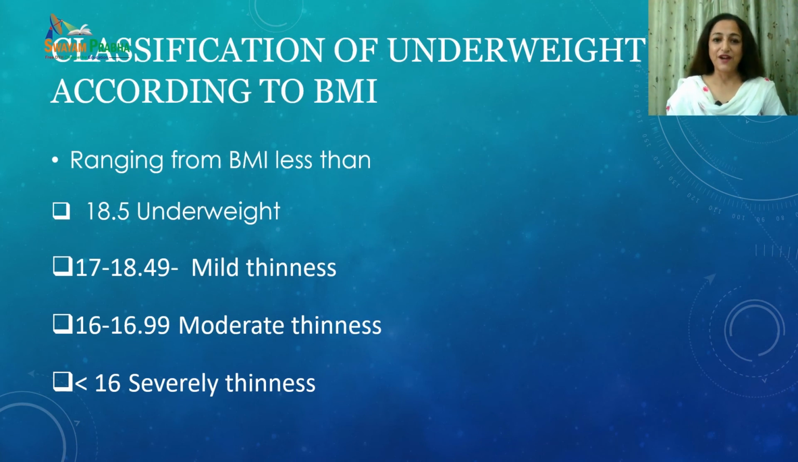Then we learned to classify the underweight according to the body mass index. According to World Health Organization, we learned that if the BMI is less than 18.5, we call that person underweight. And if the range is between 17 to 18.49, the person will be called mild thin. And then if it is between 16 to 16.99, we call that person moderately thin, but the person will be called severely thin when his or her BMI is less than 16.